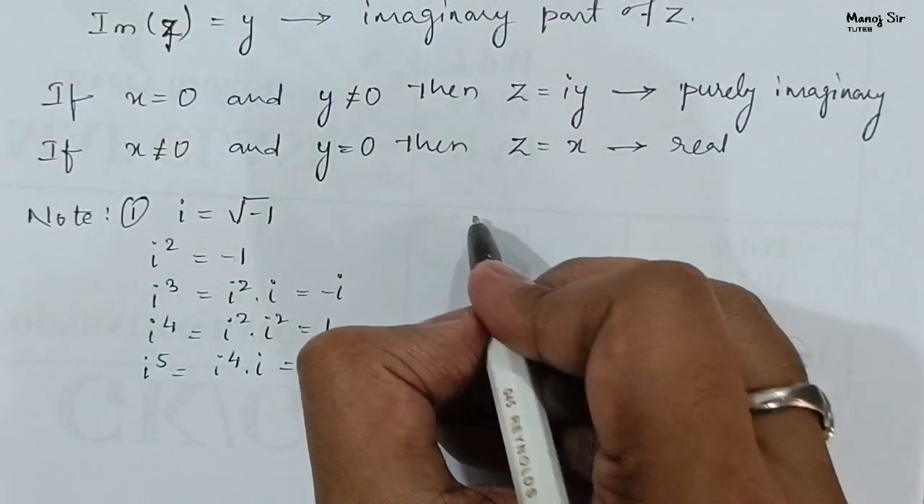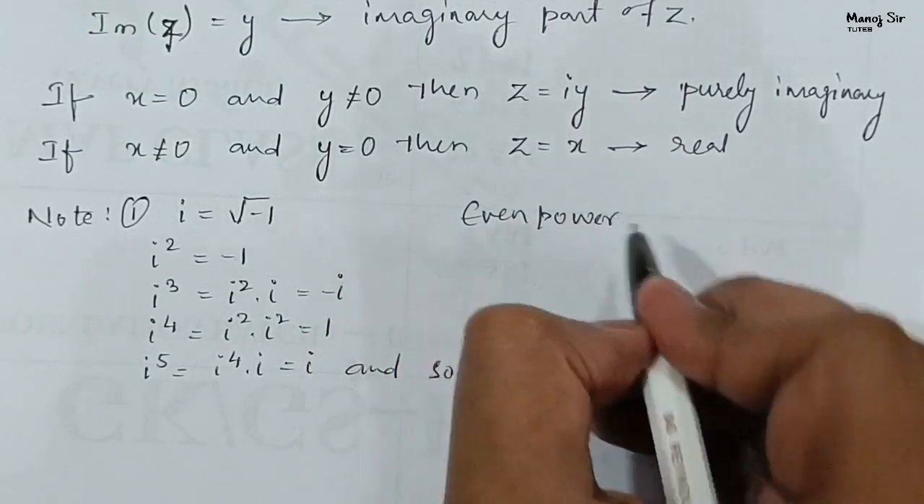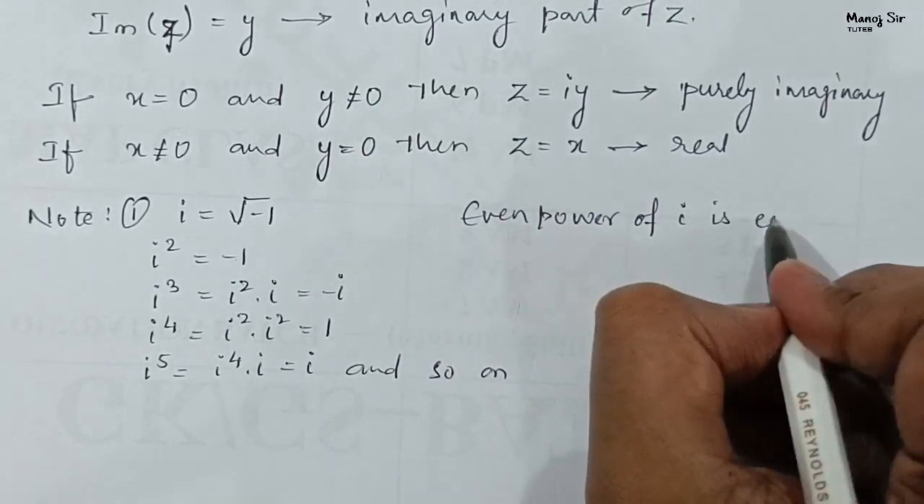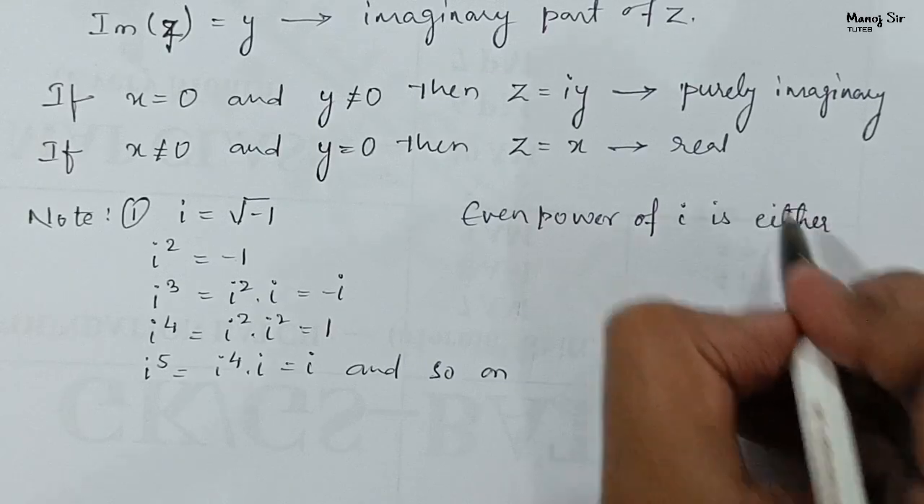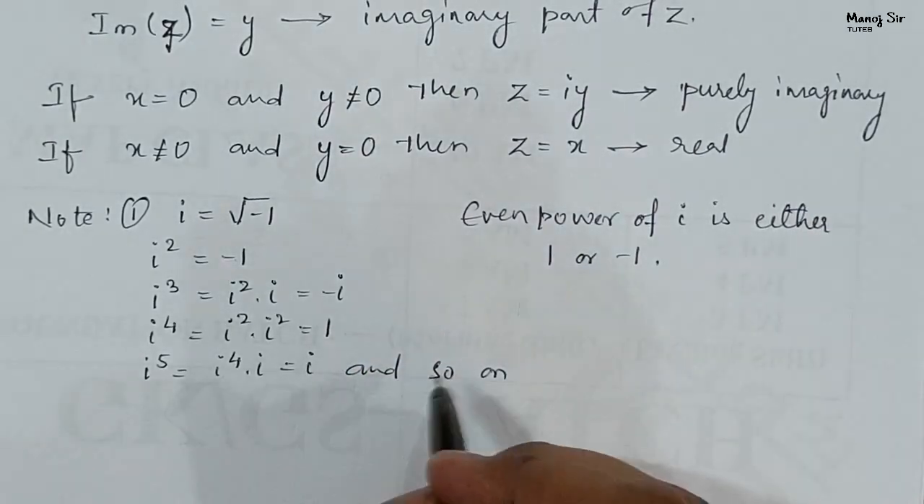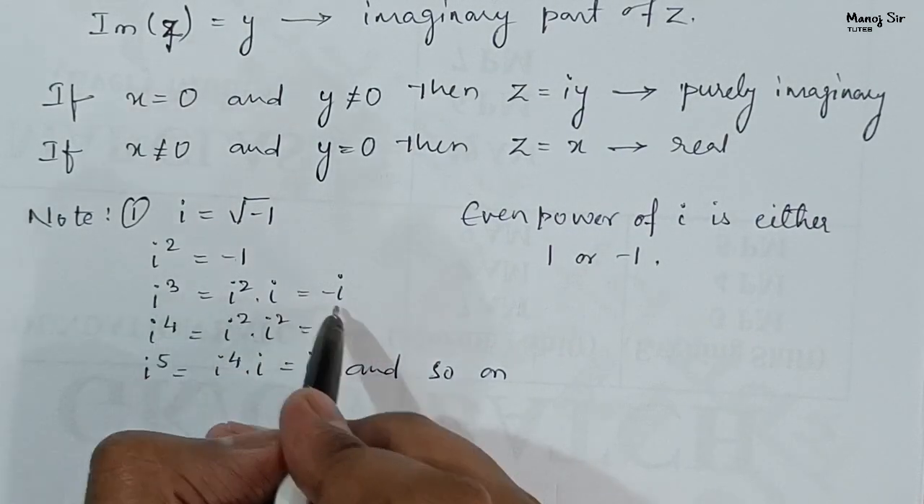So you can say even power of i is either 1 or minus 1. Fine. Now i cube is minus i.